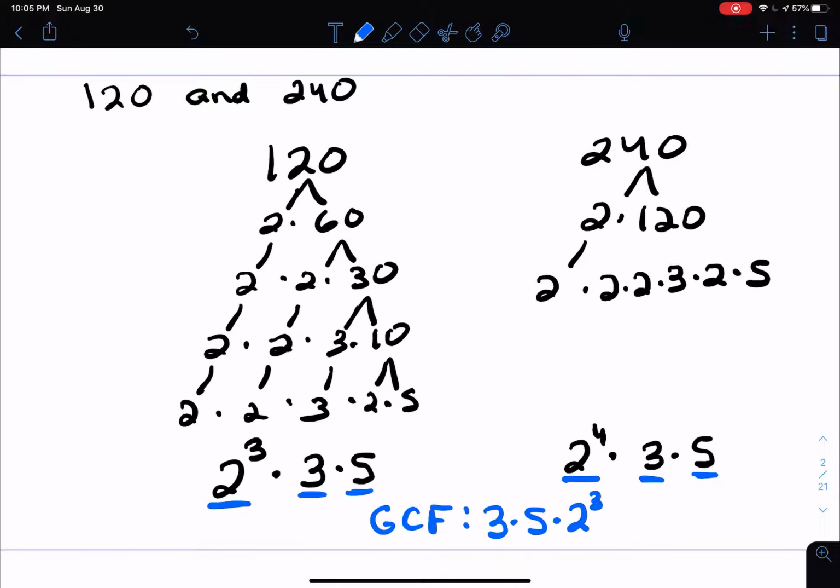Because you're basically just trying to find everything in common. So they have 3 2's in common. That extra 2 under the 240 is not in common, so we're going to not use it. So you multiply all that together. You already know that 2 cubed times 3 times 5 is 120, because that's what we had earlier when we did our prime factor tree for 120. It broke down to 2 cubed times 3 times 5. So it turns out the GCF of 120 and 240 is 120.